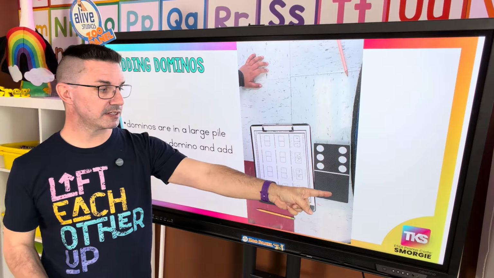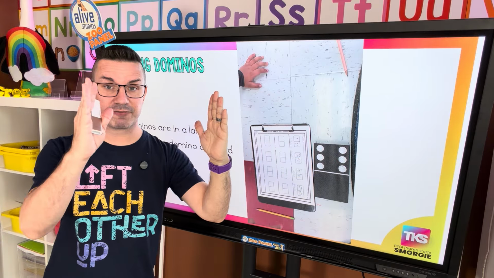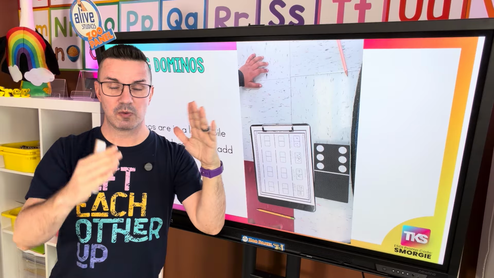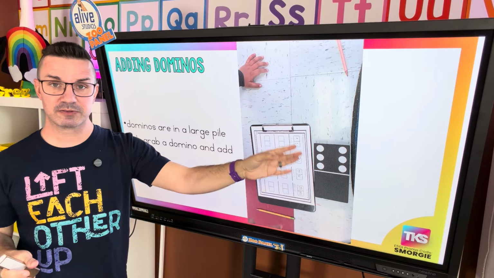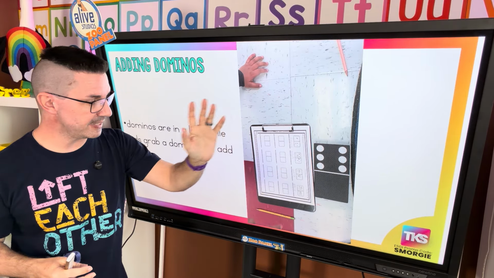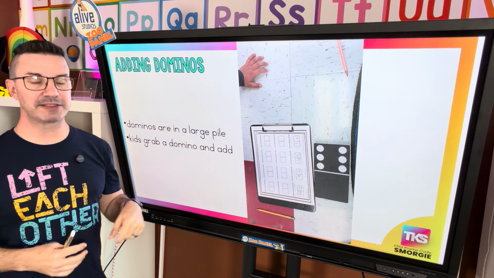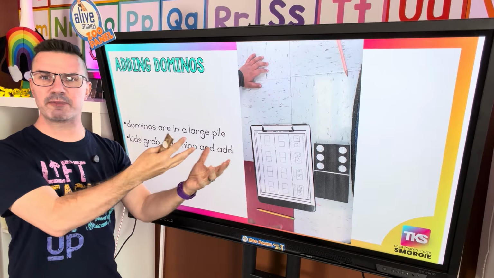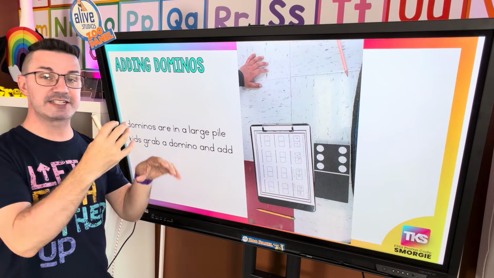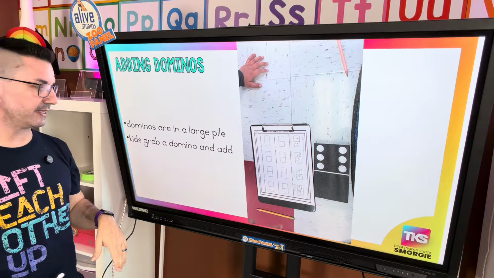Another favorite, dominoes. These are big. They're foam dominoes. They're like this big. We'll give you a link. The kids just grab a domino, write the equation, draw the dots, and solve, right? What's fun about this is I literally just pile the dominoes in the middle of the carpet, the same way the math stackers were. And then the kids just get to go at it. They just go and pick and solve, right?